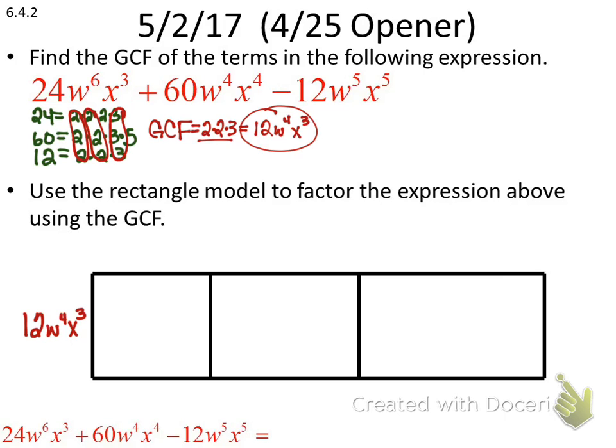Okay, so the answer, that's not necessarily your answer because we're not going to write that as our final answer. So what else do we know about the rectangular model? The area, there, good. So what's the area of the first section, Paige? 24 X to the 6th W to the 6th X to the 3rd. Good. The second area, Paige? 60 W to the 4th X to the 4th. And the third area. 12 W to the 5th X to the 5th.